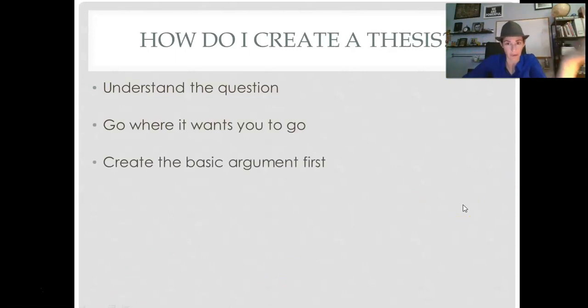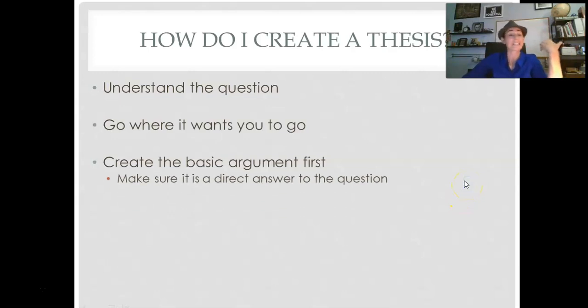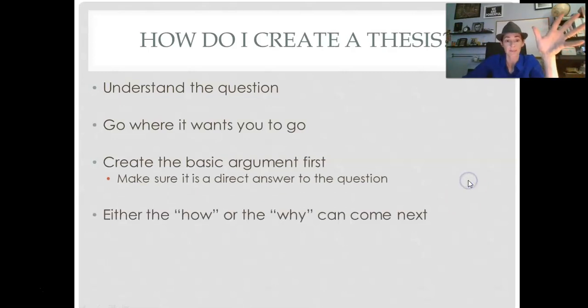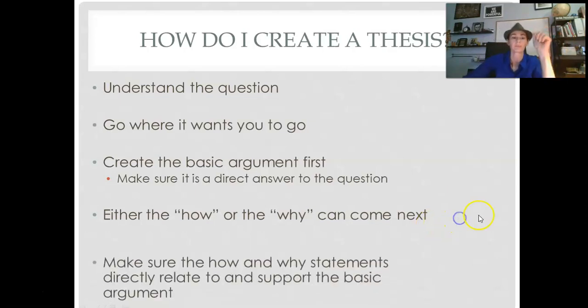Create the basic argument first. Just directly answer the question, and then you can go back and look at your notes, look at the evidence, and decide on the how and why. But the basic argument needs to come first. It doesn't matter what comes next, okay? Either one, how or why, can come next. Doesn't matter the order you put that in, but it should come after the basic argument. The basic argument is the most important, and it must come first.